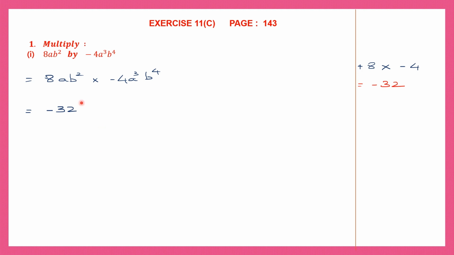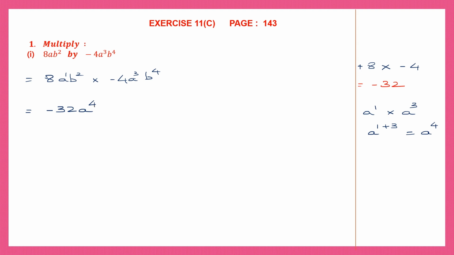Then we take the literals. So a, b squared, these are literals. A cubed, b to the power of 4, these are literals. So take the like literals. Like means both are a. Here it will be a to the power of 1. Take only the a's. When you have literals with the same base a, you just have to add the powers. That is a to the power of 1 into a to the power of 3. For multiplication, you have to add the powers. So that is a to the power of 1 plus 3, which is a to the power of 4. So you multiply it into minus 32, and that becomes a to the power of 4.